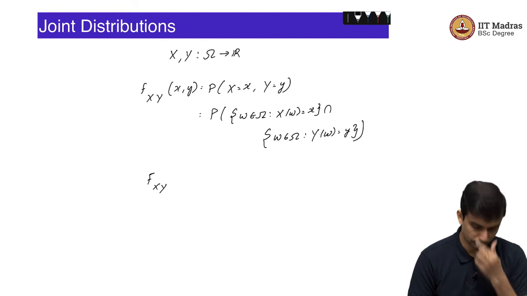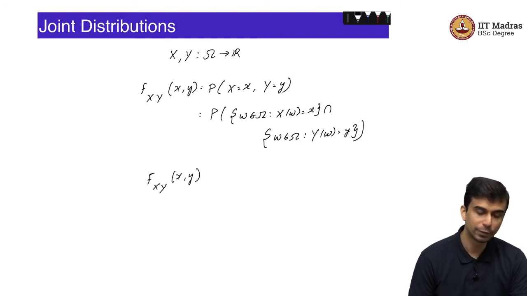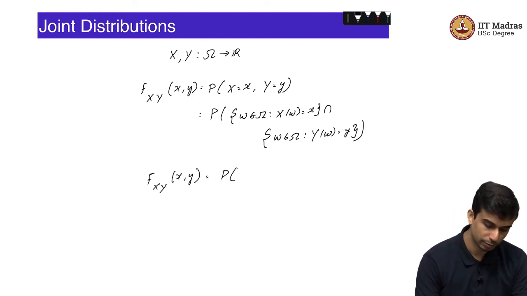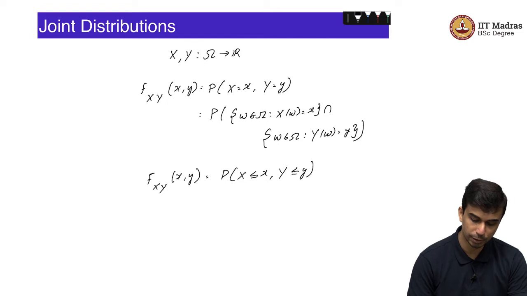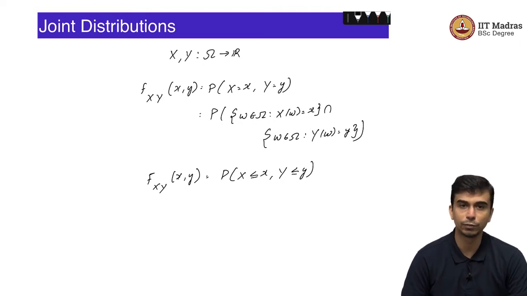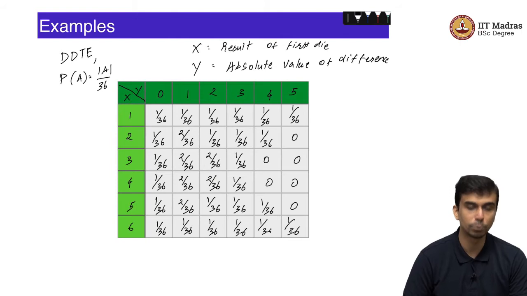Similarly, you can also have a cumulative distribution function, which is capital F_XY of x comma y, which is simply the probability of X less than or equal to x and Y less than or equal to y. So, this generalizes the cumulative distribution function of single random variables to multiple random variables. Let us take a look at a simple example to make these ideas concrete.